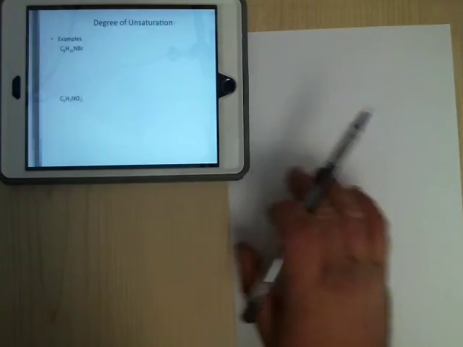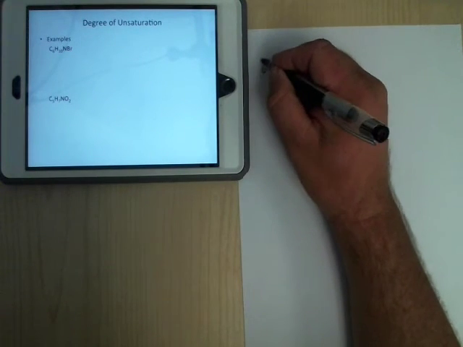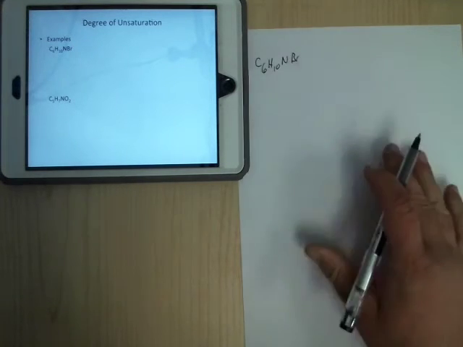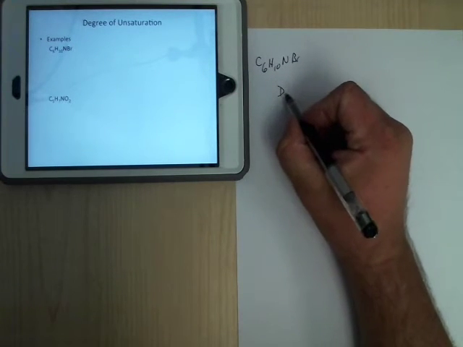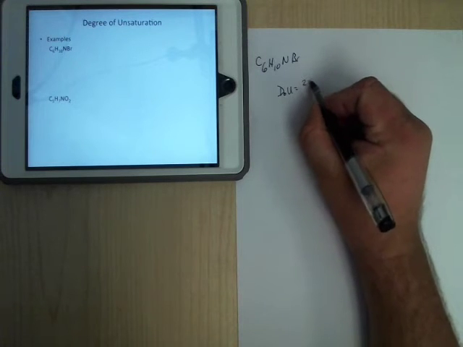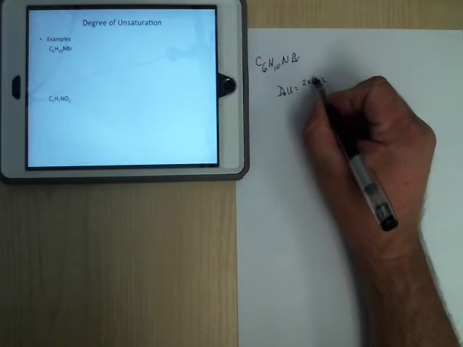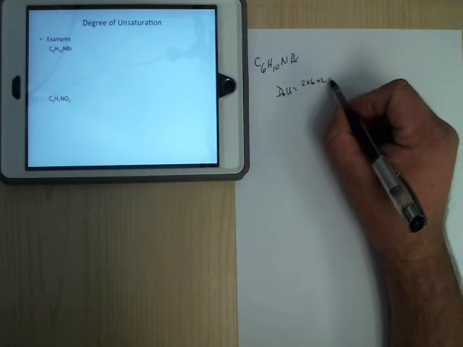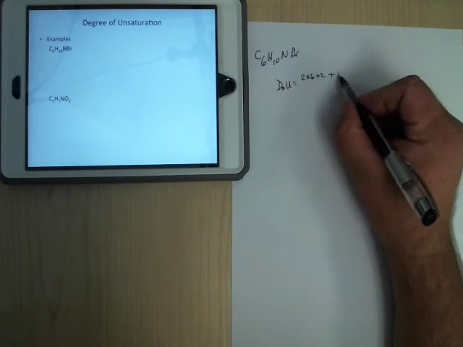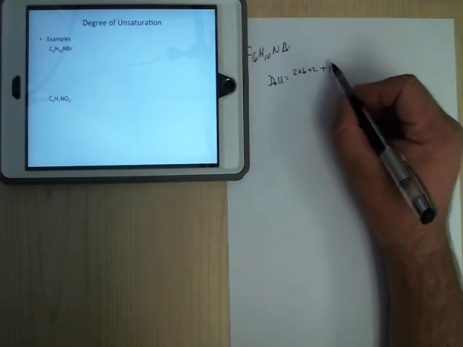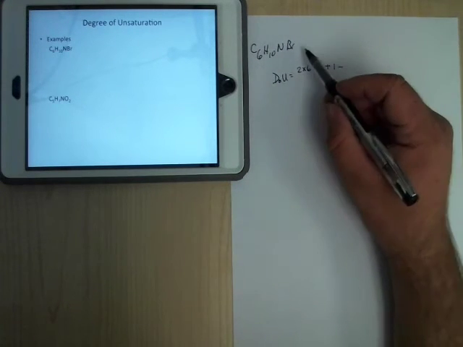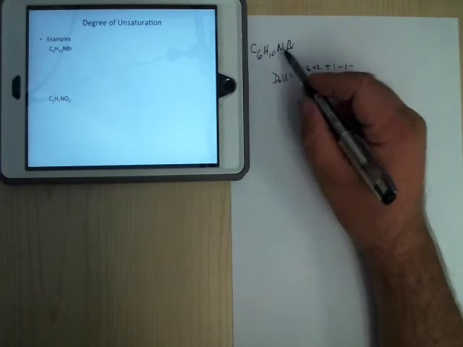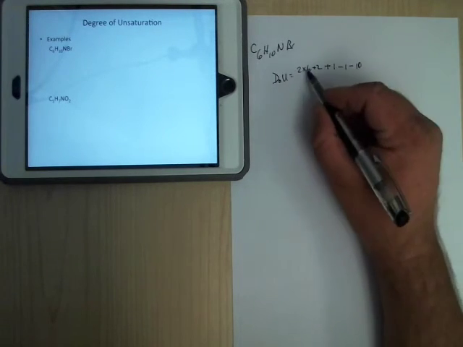So if you have C6H10NBr, what is the degree of unsaturation? It's 2 times 6 plus 2, so 2 times the number of carbons plus 2, plus the number of nitrogens. We have one nitrogen. Then subtract the number of halides. Here we've got a bromine, so 1. And subtract the number of hydrogens, 10.